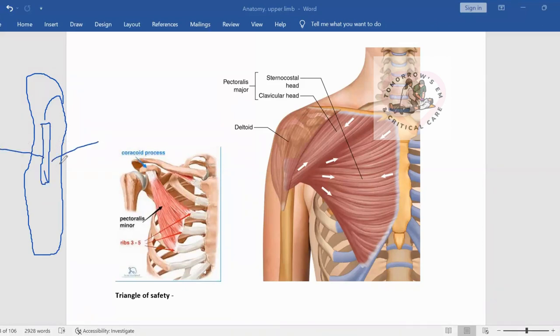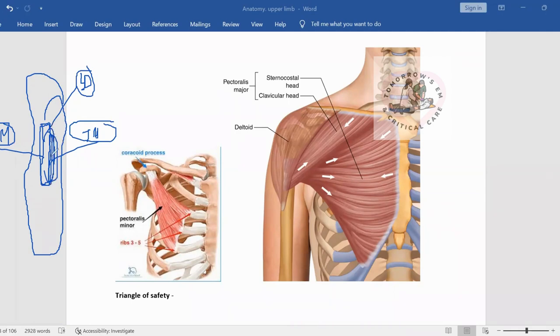This medial part, which muscle is inserted? Teres major. Lateral part? Pectoralis major. Here is the bicipital groove. Here is the insertion of the latissimus dorsi. So latissimus dorsi lies in between the two majors.